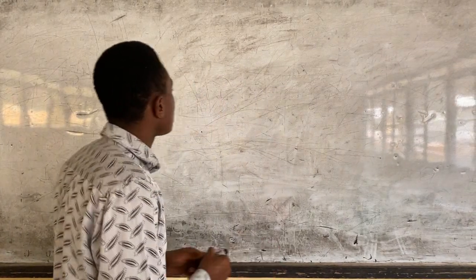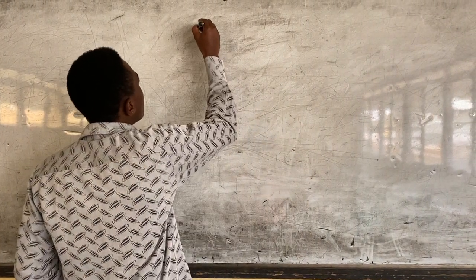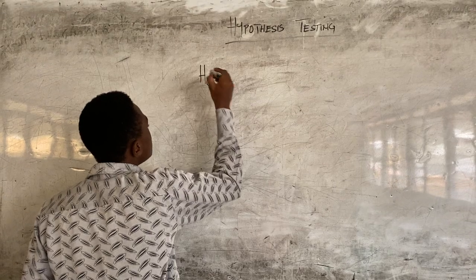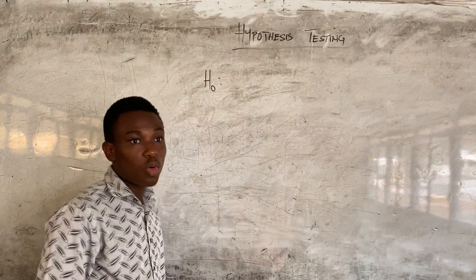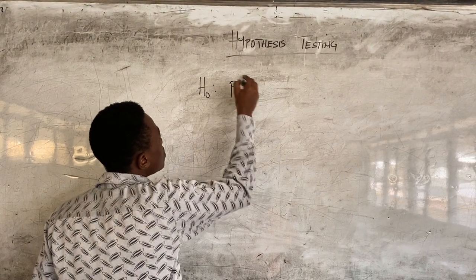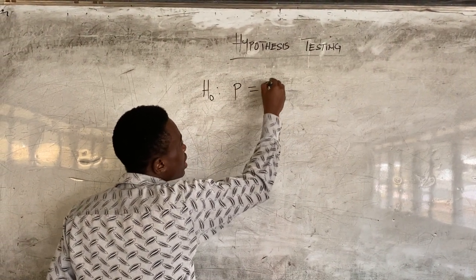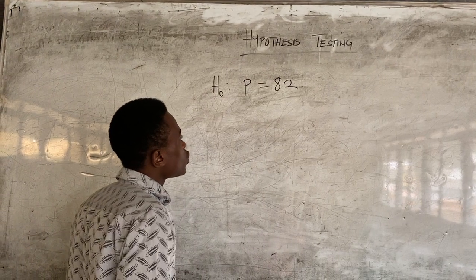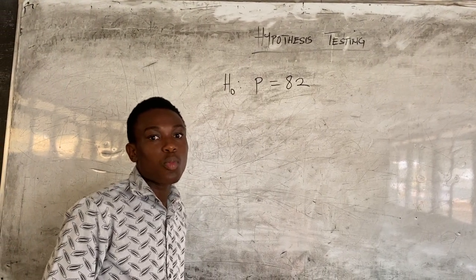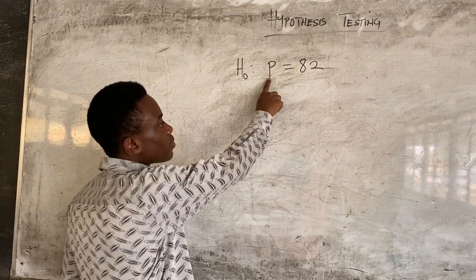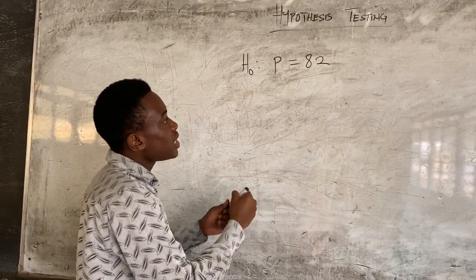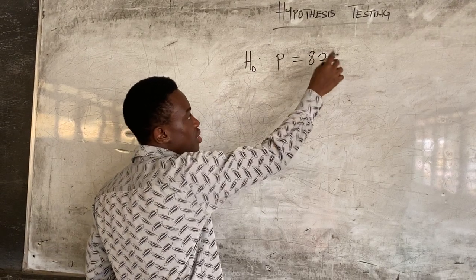So we have our null hypothesis H naught. The parameter in this case is a proportion. So we have our P is 82. So the proportion of its students who graduate in 4 years is 82.